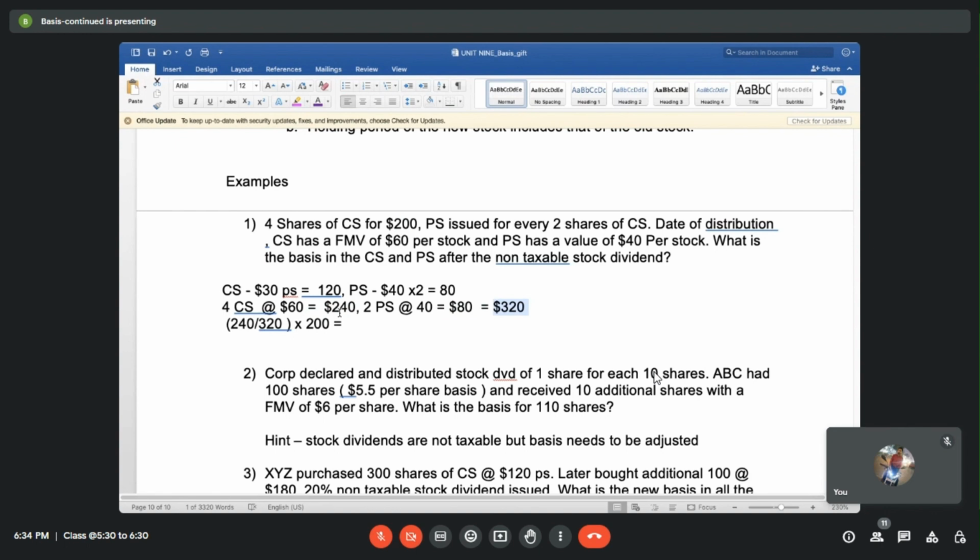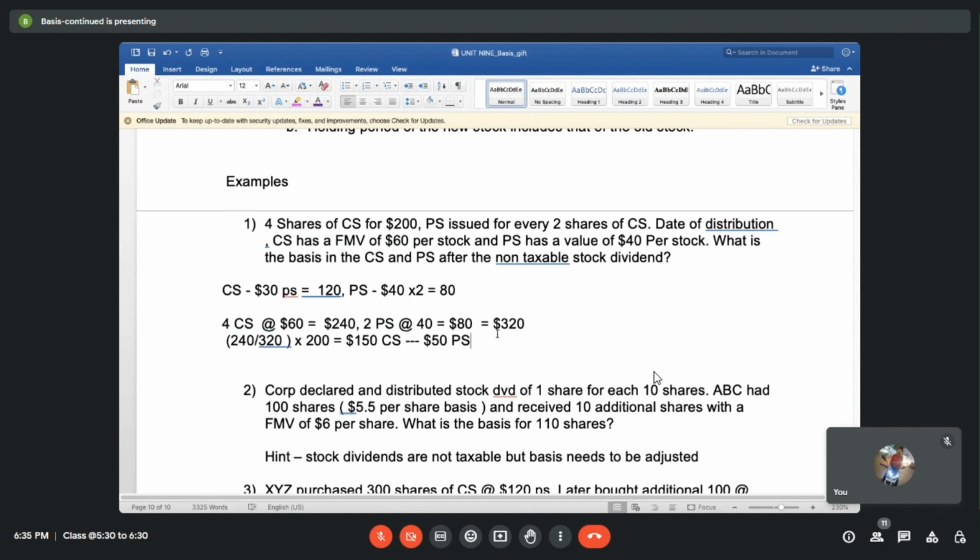And then Garima said it is 3:1. Right, so this will give how much? 150. 150. Correct. So 150 is for common stock. Then how much will be for preferred stock? Remaining is 50 for preferred stock. It is still giving us the same ratio, 3:1. Okay, so we have to see what is the fair market value ratio for both of them. That's going to be 3:1.